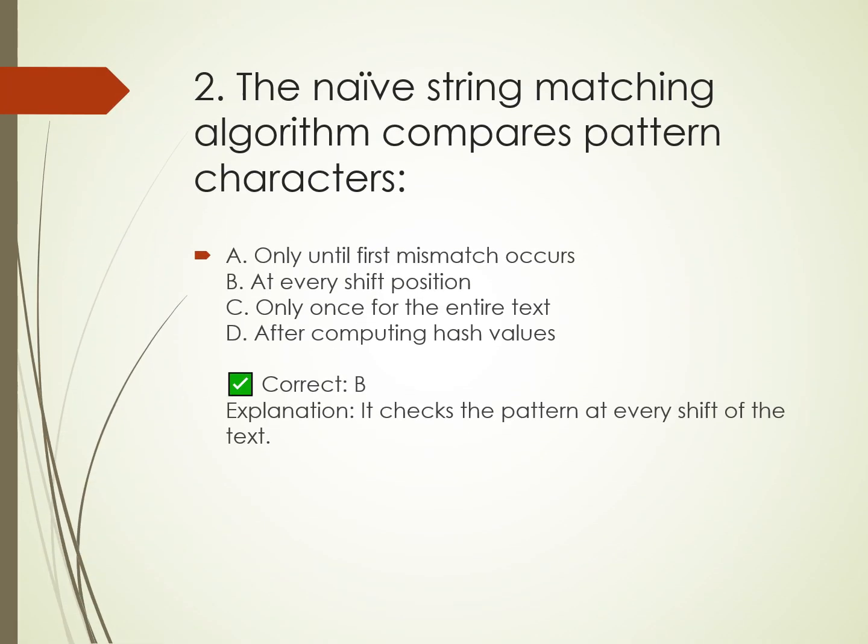The naive string matching algorithm compares pattern characters: A. Only until first mismatch occurs. B. At every shift position. C. Only once for the entire text. D. After computing hash value. Correct answer is B. The naive algorithm checks the pattern at each position in the text. D is wrong because it doesn't use hashing.